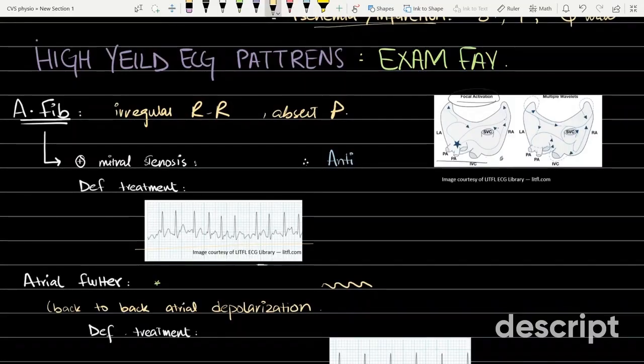Now, the most common co-occurrence with AFib is mitral stenosis, and these two can lead to an embolus or further thromboembolic events such as stroke. Therefore, whenever there's a patient of AFib and mitral stenosis, we are to start them on anticoagulants. The definitive treatment, however, is catheter ablation. This is the definite treatment for AFib as well as atrial flutter.